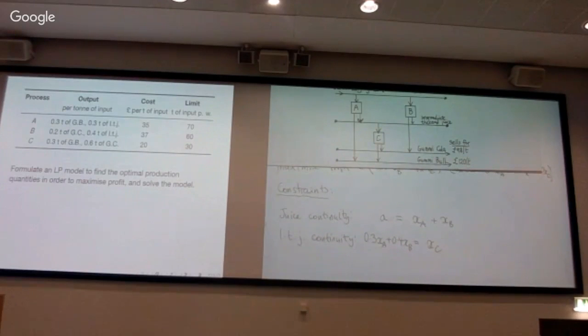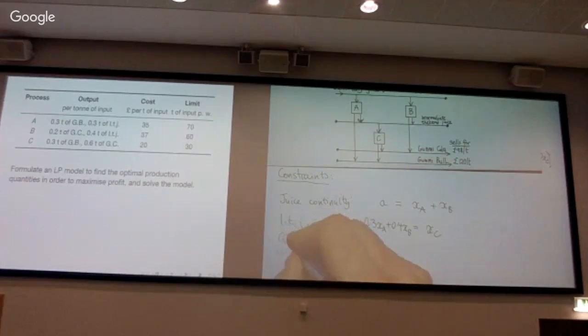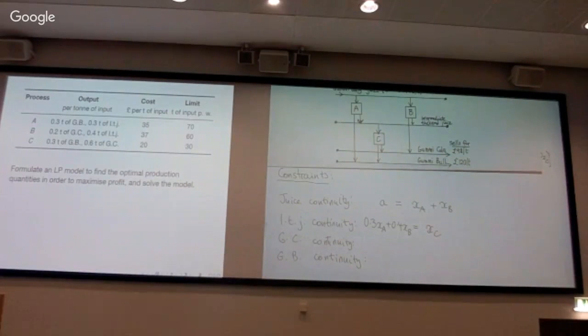And then finally there are two more pipes. So there's a gummy polar continuity constraint. So for the cola you get 0.2 times XB plus... I'm making mistakes in my head.